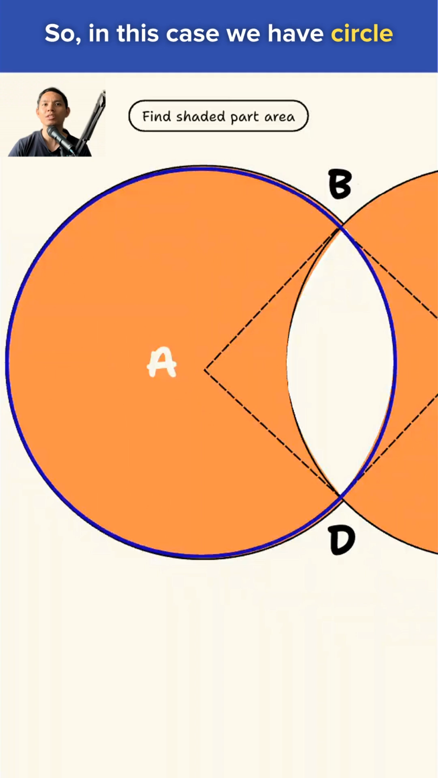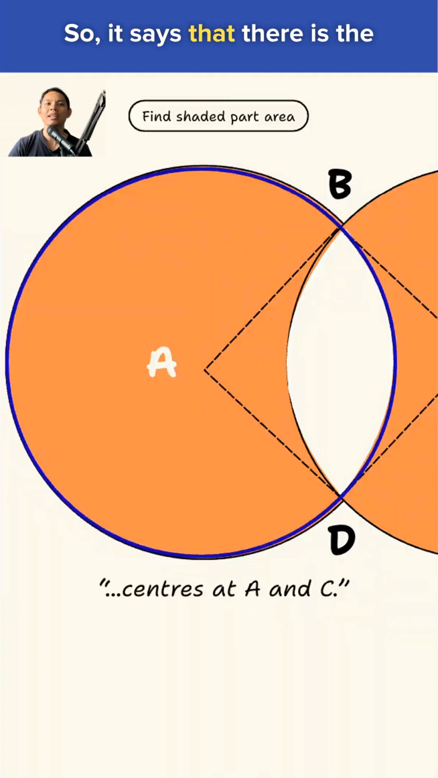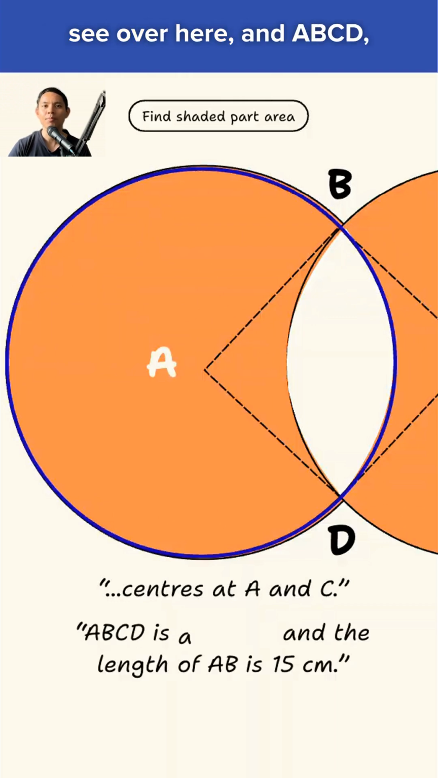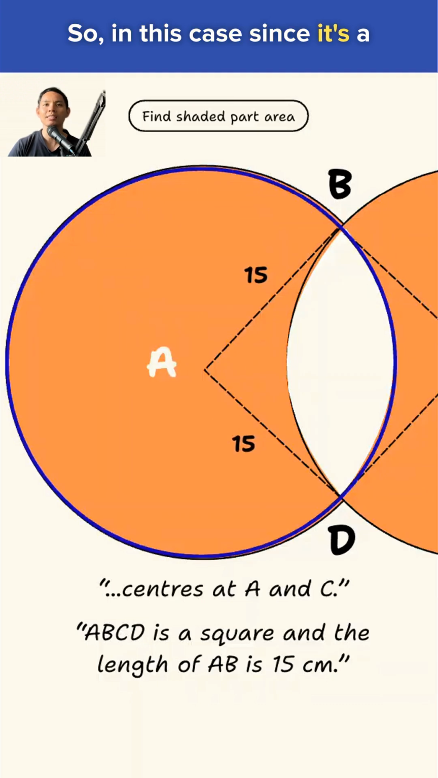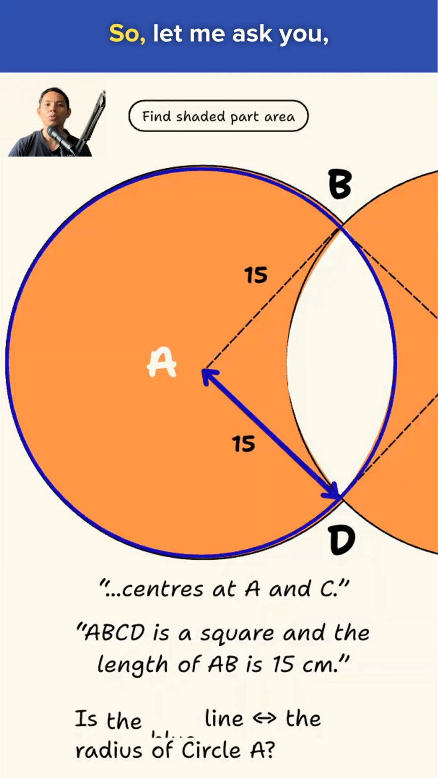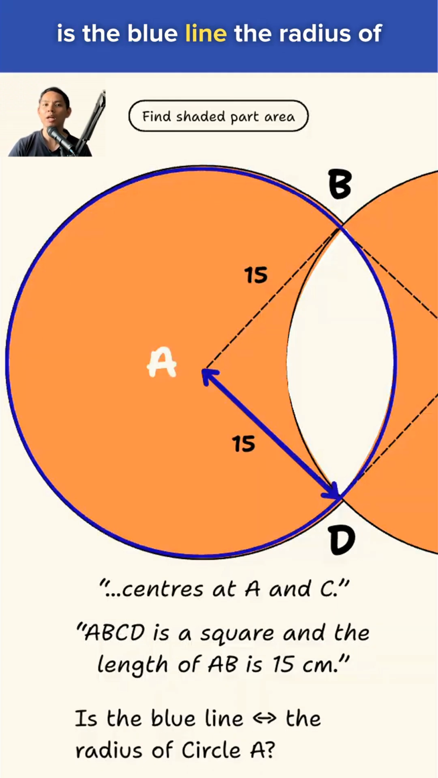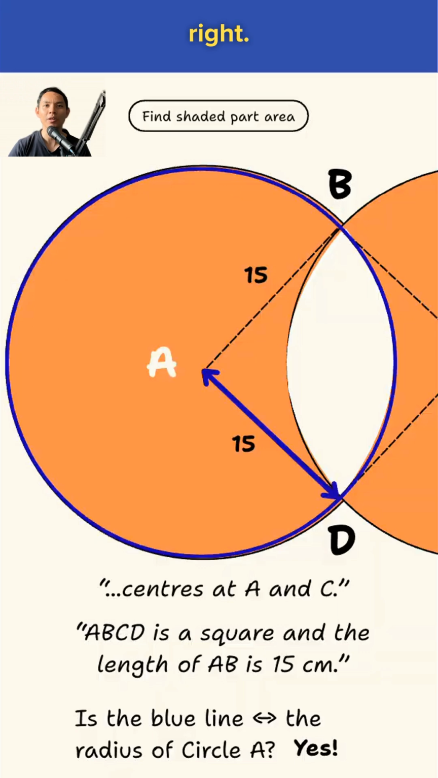So in this case, we have circle A over here. So it says that there is the center of A and C, as what we see over here. And ABCD, which is the dotted line, is a square, and the length of AB is 15 centimeters. So in this case, since it's a square, the other side is also 15 centimeters. So let me ask you, is the blue line the radius of circle A? If you guess yes, then you are right.